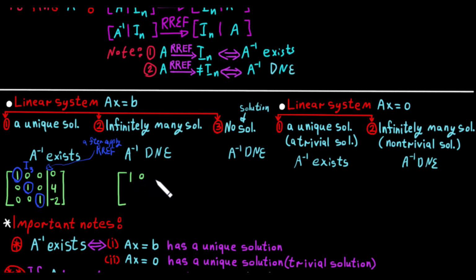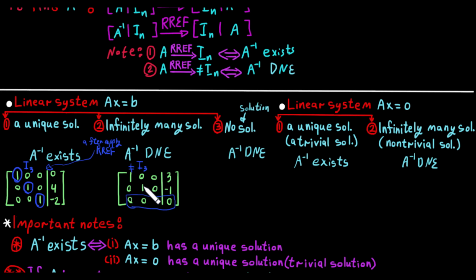For infinitely many solutions, the solution looks like this: 1 0 0, 0 1 0, and here you have a 0 row. Sometimes you have 2 zero rows, but just to make an important note, here you have a 0 row. Here, let's say you have 3, -1, and here it has to be 0, because if it's not 0, then it will be no solution.